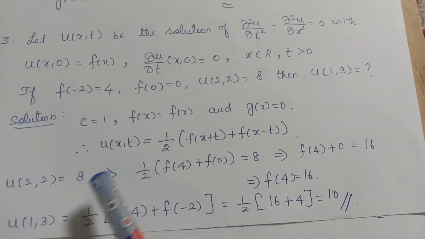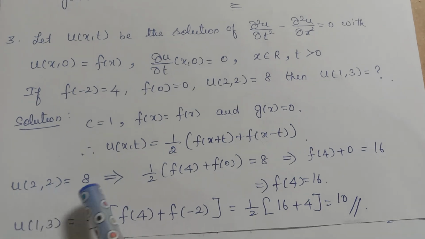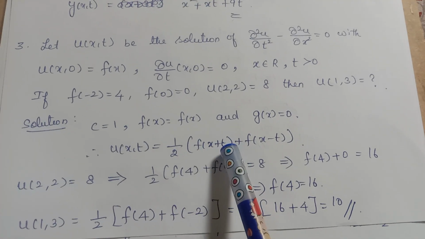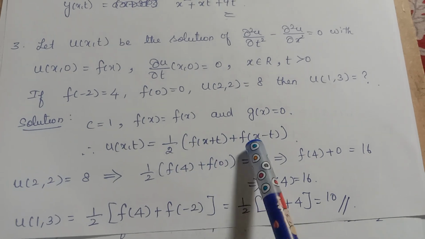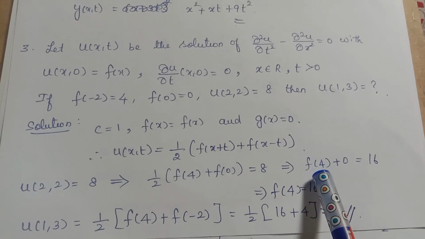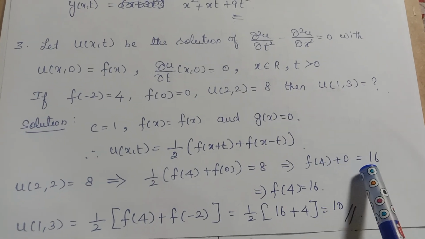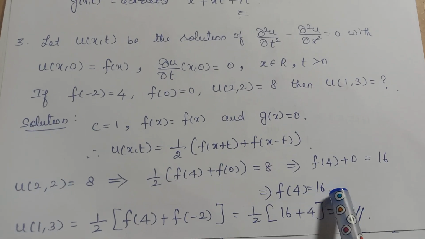See, u of 2 comma 2 equal to 8 is given, no? Let me find it: u of 2 comma 2 equal to 1 by 2 into, if you substitute x equal to 2 and t equal to 2, this will be f of 4 plus f of 0 equal to 8. That means f of 4 plus, but f of 0 they have given as 0, no? So f of 4 plus 0 equal to 16, therefore f of 4 equal to 16.